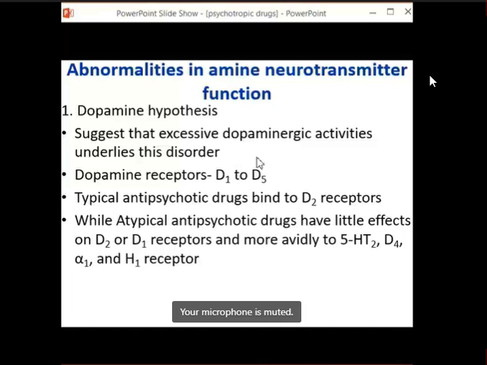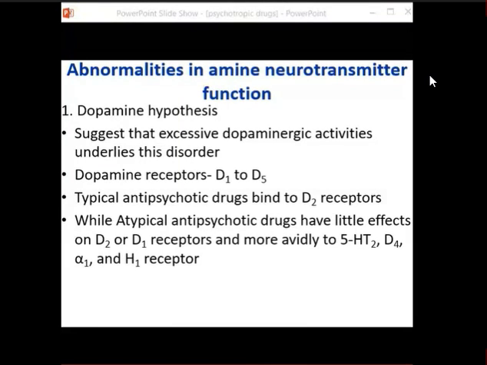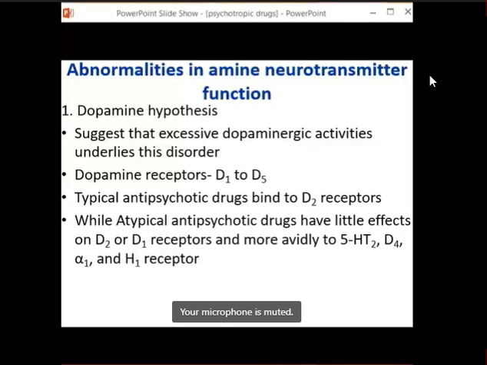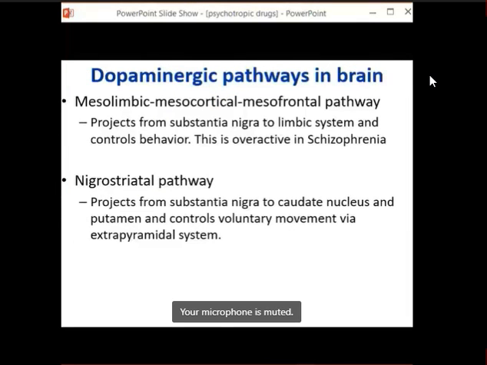Dopamine receptors are mainly D1, D2, D3, D4, and D5. Typical antipsychotic drugs mainly bind to the D2 receptors, whereas atypical ones can bind to other receptors like serotonin receptors, D4 receptors, alpha-1 and histamine receptors, and they have little effect on the D2 and D1 receptors.